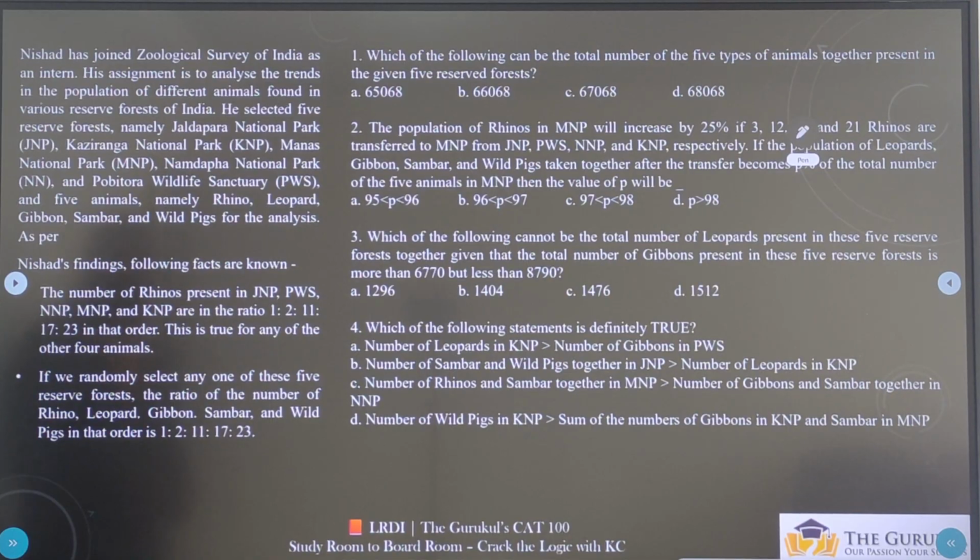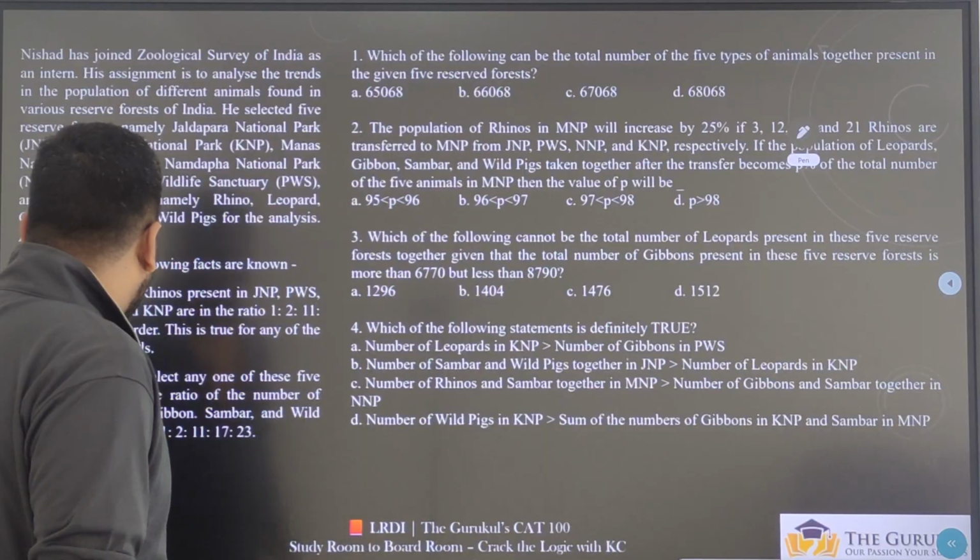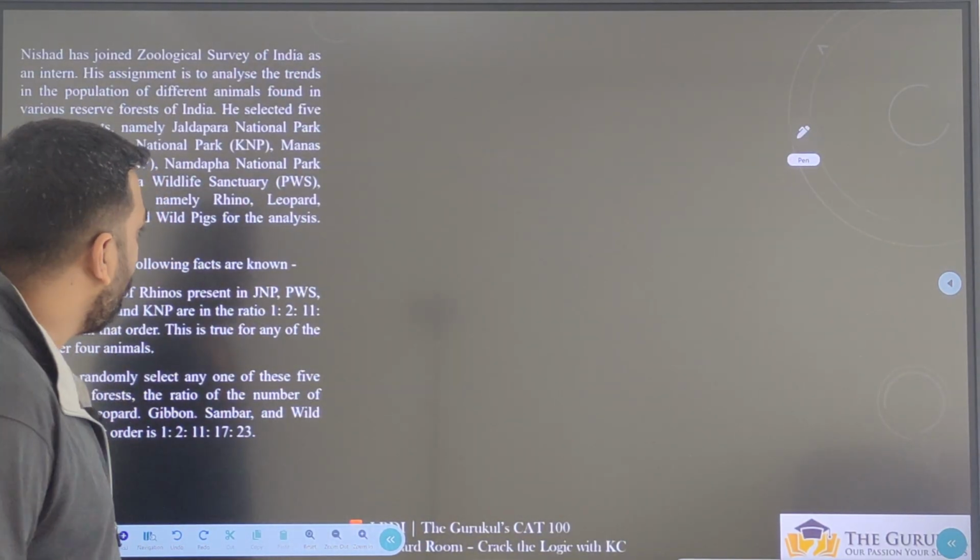Okay, let's see. Nishad has joined the Geological Survey of India as an intern. His assignment is to analyze the trends in the population of different animals found in various reserve forests of India. He selected 5 reserve forests and 5 animals. As per his analysis, Nishad's findings are given, followed by 4 questions. And remember, there are true or false questions also, so this set might be a little lengthy.